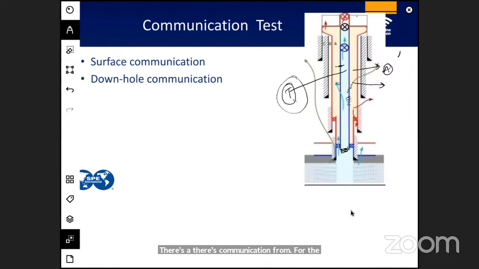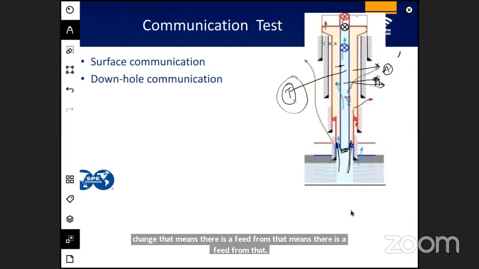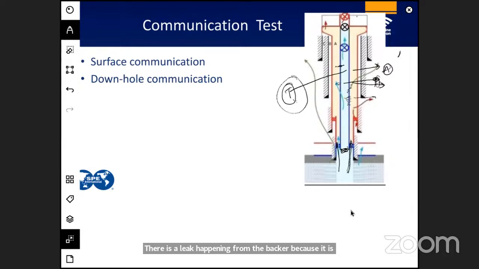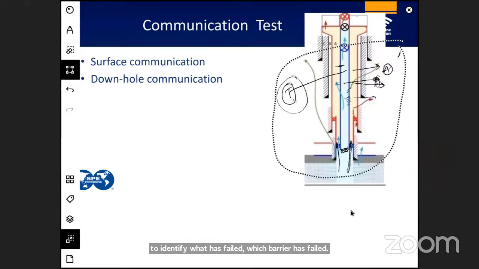If there is no change when we bleed the A annulus, that means there is a feed from the packer. There is a leak happening from the packer, because it is continuously feeding the A annulus pressure, and when we bleed the A annulus, this pressure is not changing. So these are simple communication tests which we can do to identify which barrier has failed within the completion.